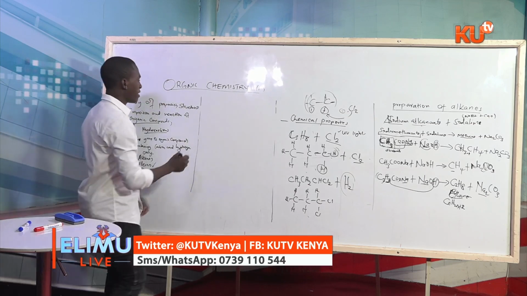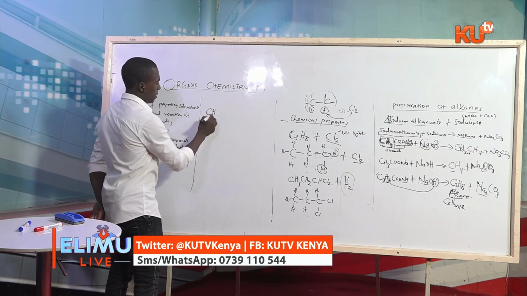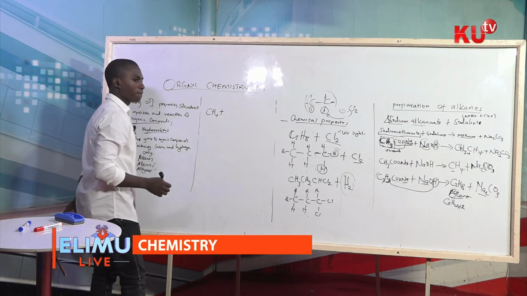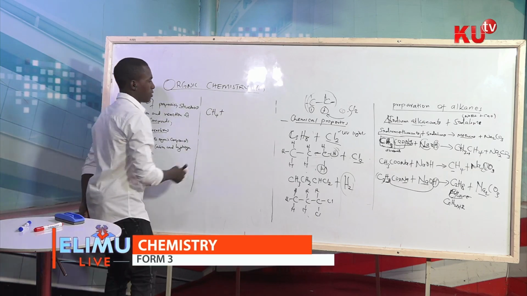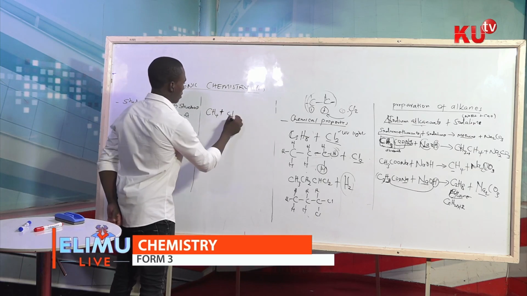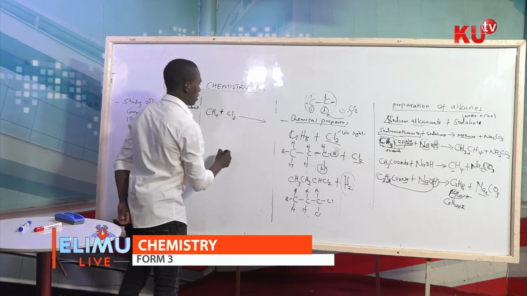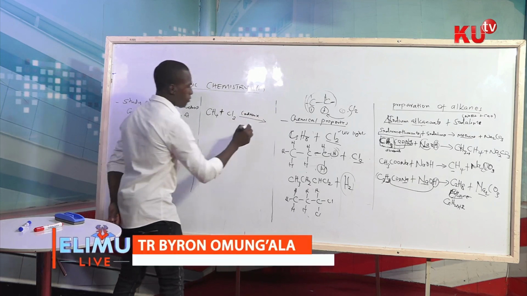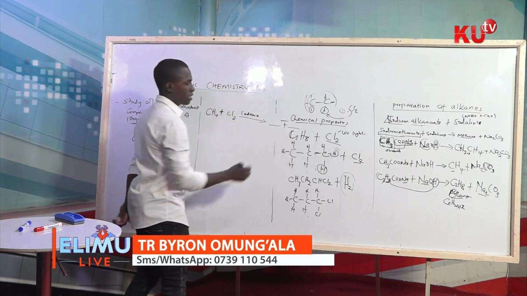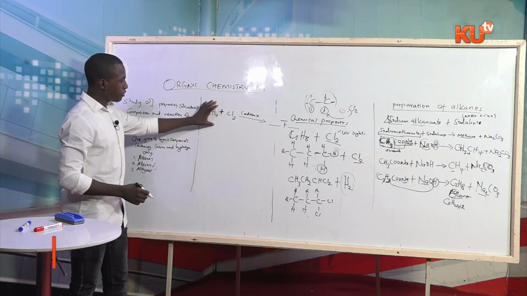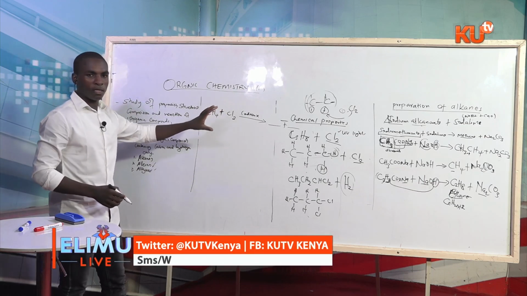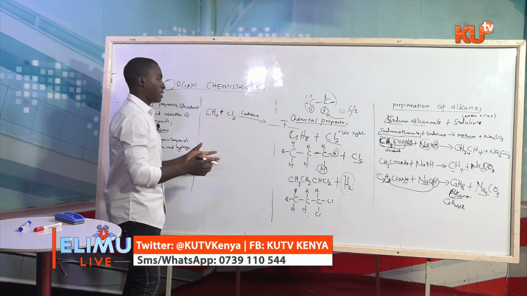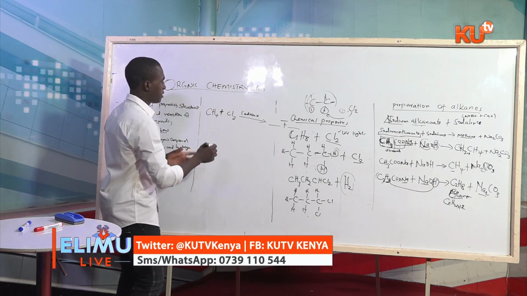In examination, you will be given a question. Let's say that is methane, and it is reacting with chlorine. And the condition here is unknown. And you will also be asked to give the name of the products. So remember, the reaction between alkanes and halogens is a substitution reaction and cannot take place in darkness. There must be presence of ultraviolet light for the reaction to take place.